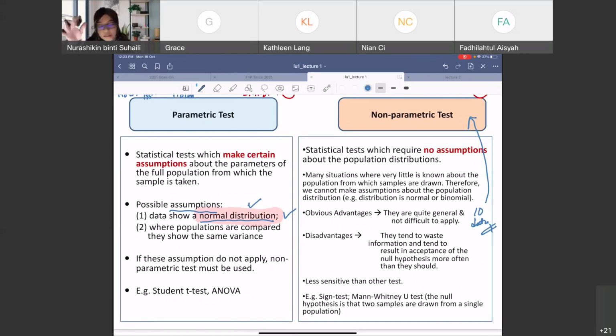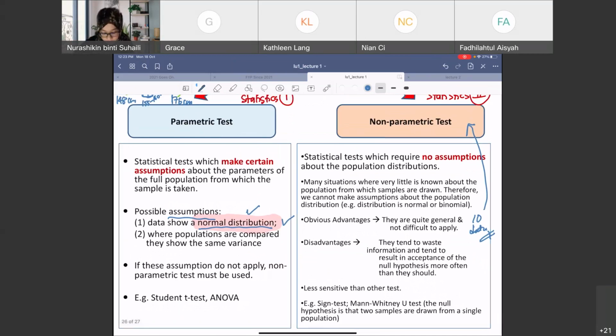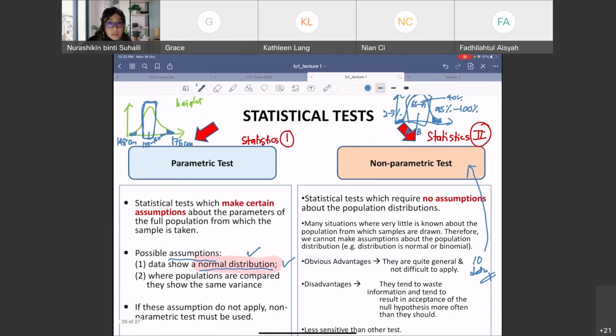So enough for me to say at this time, because maybe you're a bit unclear about parametric and non-parametric. Parametric data normally deals with data that is large in number. In statistics, we define it as more than a certain number, and it follows normal distribution. For non-parametric data, normally it deals with data that may be small in size and doesn't follow any assumption. It doesn't follow normal distribution like parametric data.